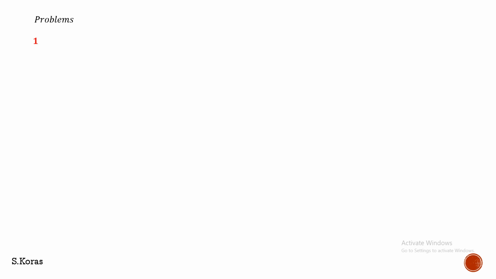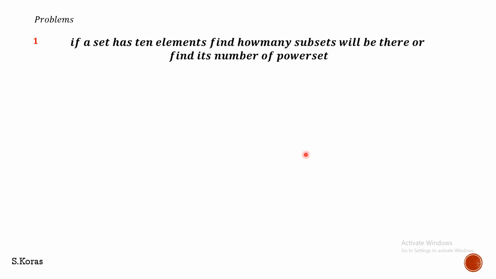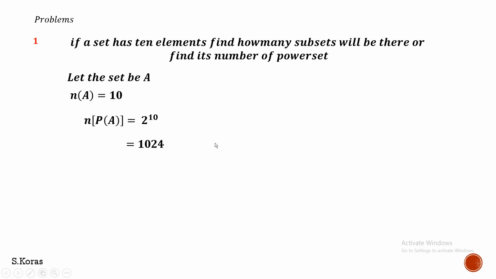Let us consider a set, and let us think that it has 10 elements. Now we are going to find how many subsets will be there, or let us try to find the number of power sets. Let us consider the set by the name A. As it is declared, it has 10 elements, so we can write this as n(A) is equal to 10. We have the formula for n(P(A)), that is 2^n. Here the n is 10, so 2^10. 2^10 value is equal to 1024.